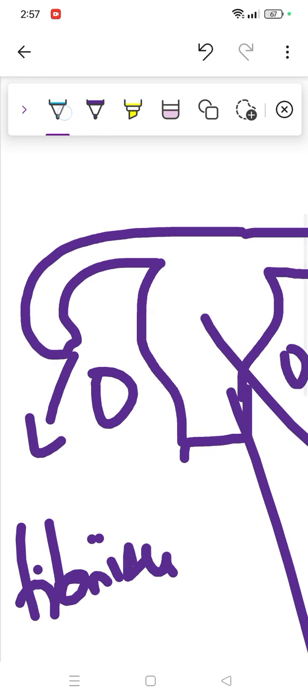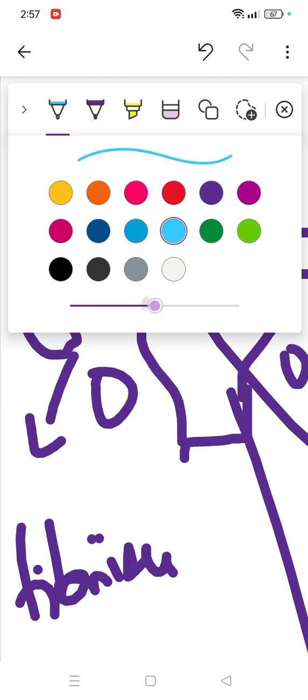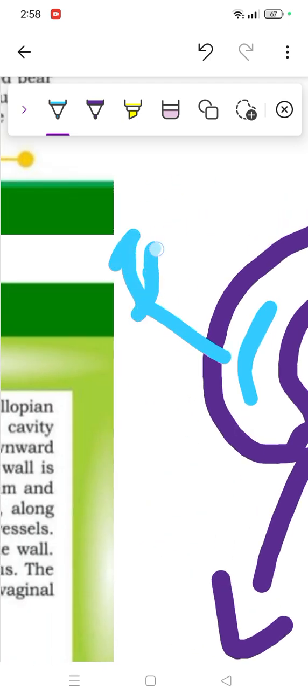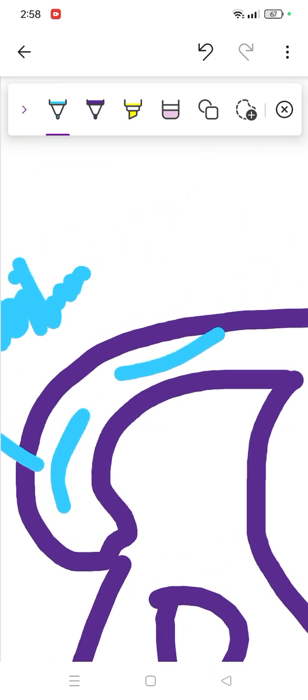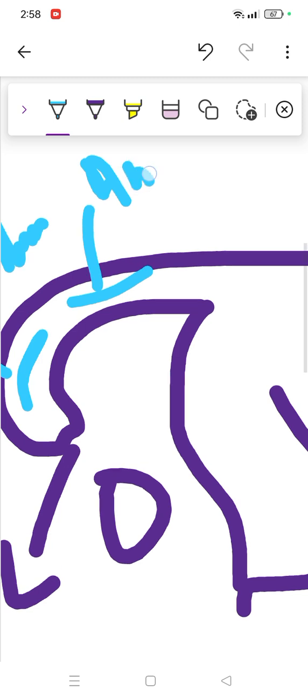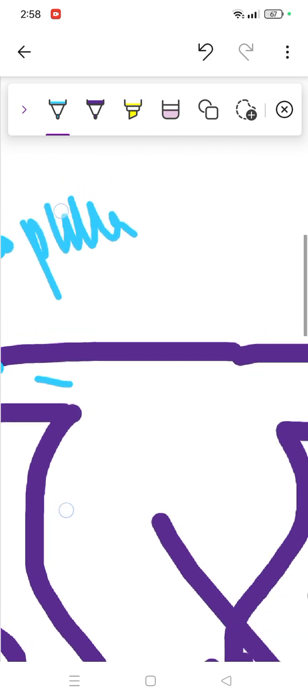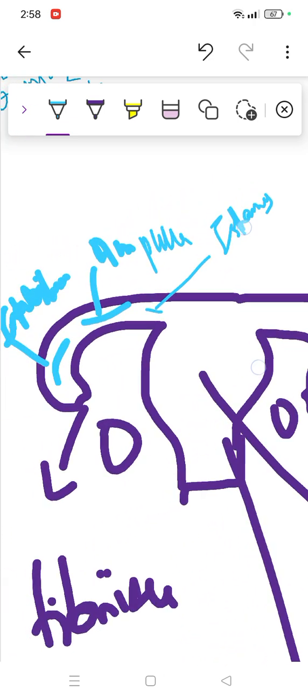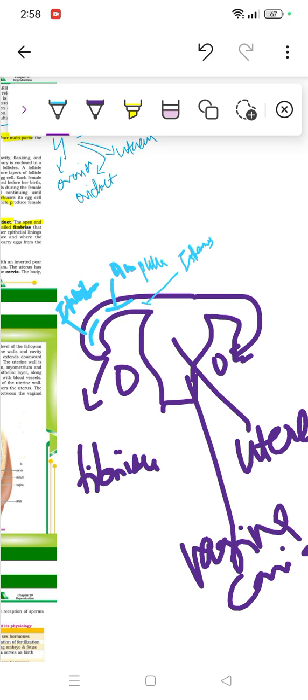Here you'll see three kinds of structure. This region is called the infundibulum. The second structure here is called the ampulla. The third region over here is called the isthmus. So I'm sure it's clear to you. These are all three structures, and here the uterus, a lot of things would be here. And the very main point you'll see would be here.